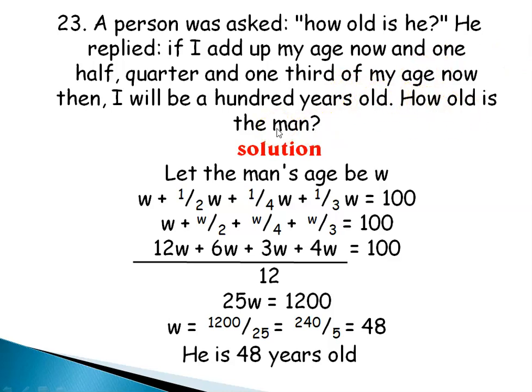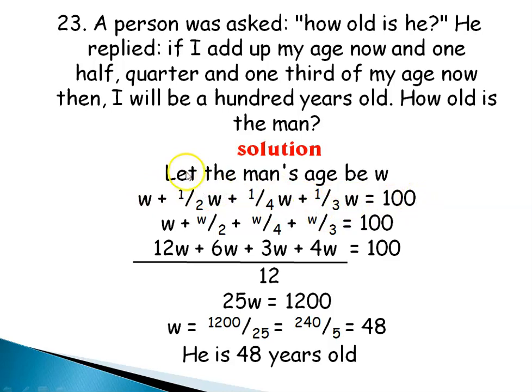Okay, so we don't know the man's age. Let's just look for a letter to represent his age. So I'm going to use W. Let the man's age be W. Okay, so if I add up my age, his age is W, that's W. 1/2 of my age, that's 1/2 of W. Quarter of my age, that's 1/4 of W. 1/3 of my age, that's 1/3 of W. If I add all of this together, it will be 100.